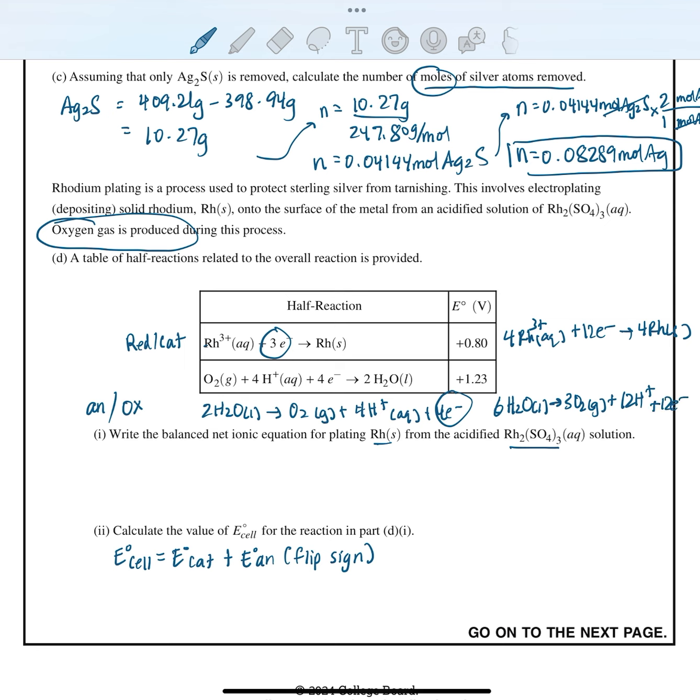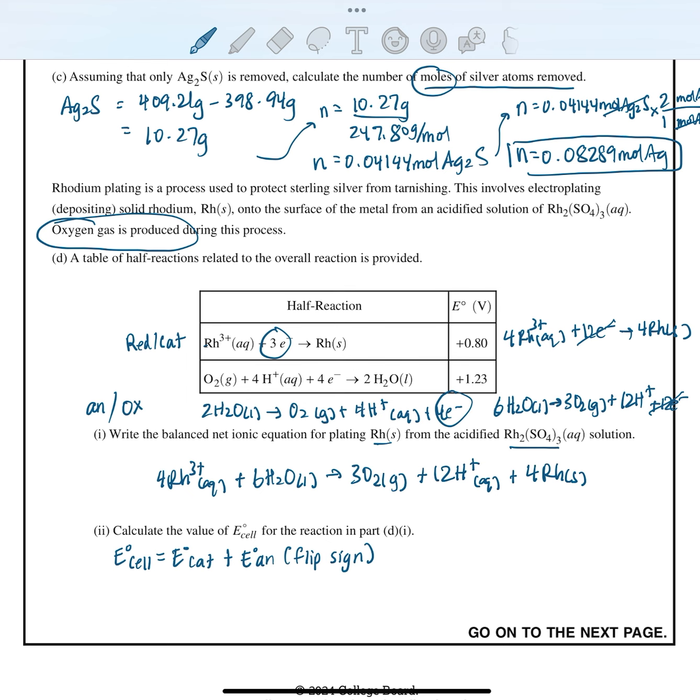Okay, so when we add these up, these 12 electrons will cancel out, and then we'll add up the rest. So we just copy this carefully here. My balanced final equation is 4Rh3+ plus 6H2O produces 3 O2, 12H plus ions, and 4Rh solid. Okay, I think that's the right answer. So remember to review redox and oxidation reduction, cathodes, anodes.